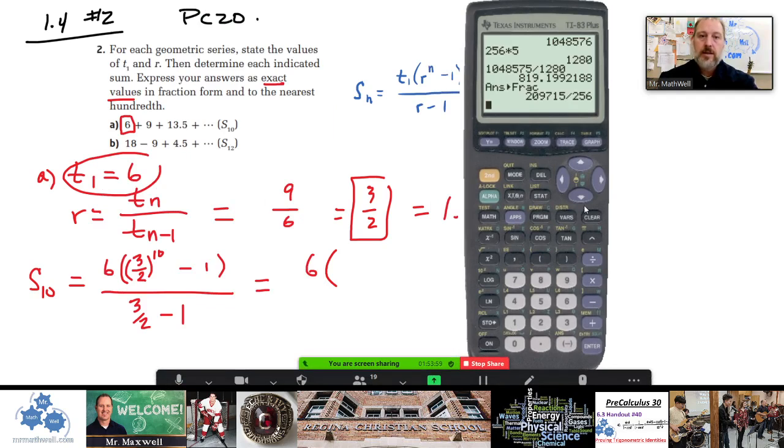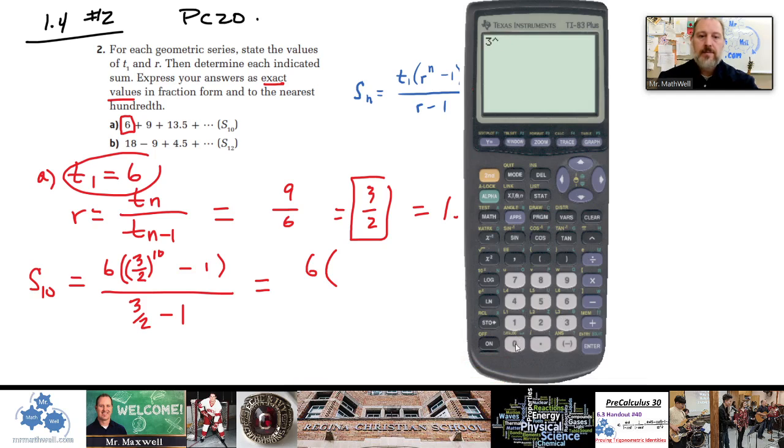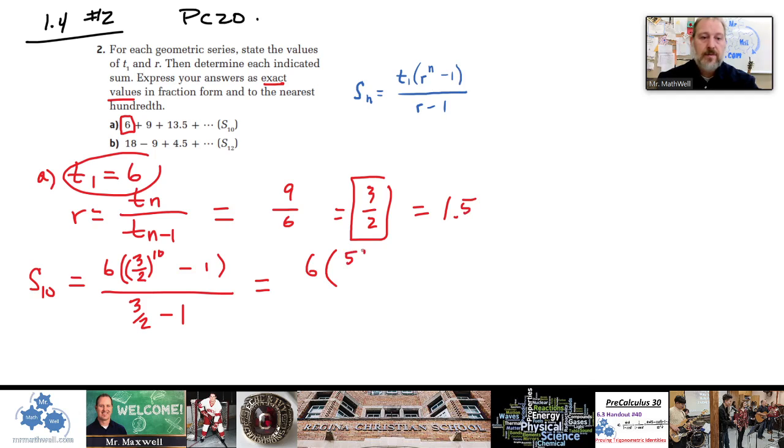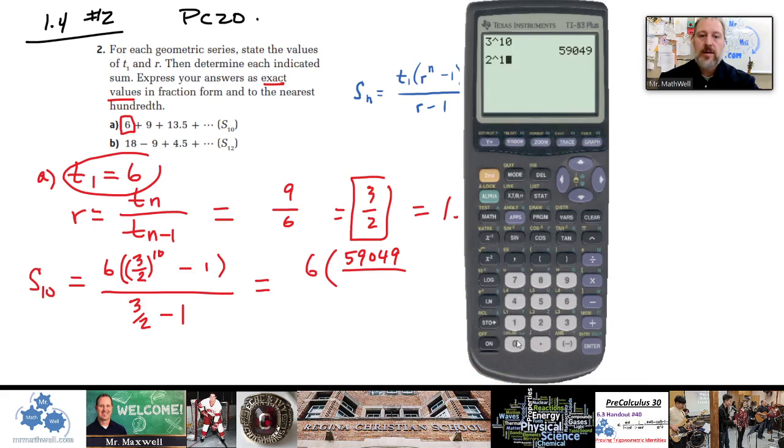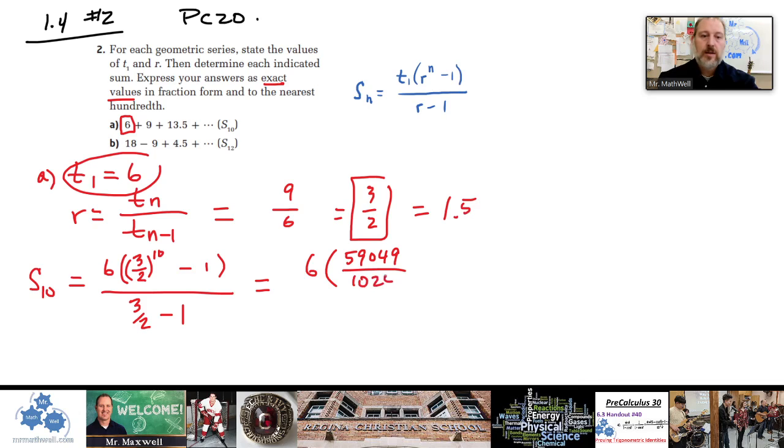Let's turn this on and clear the screen. So what's 3 to the power of 10? Whoops, 3 to the power of 10. 59,049. Okay, not too bad. So again, 3 to the 10 divided by 2 to the 10. That's one of the laws of exponents. 2 to the power of 10, you might know that one, is 1024. Now we have to subtract 1.